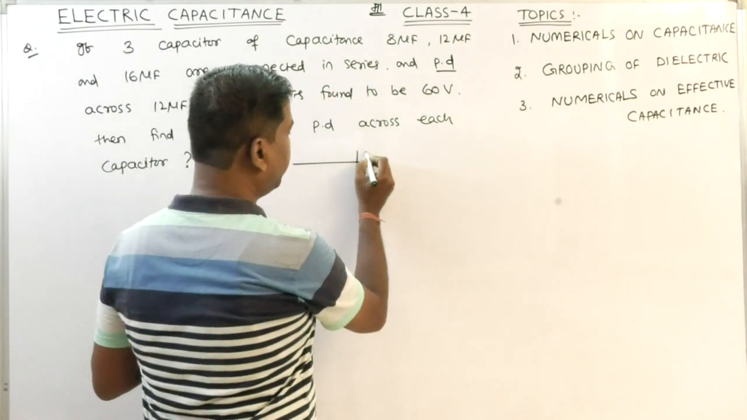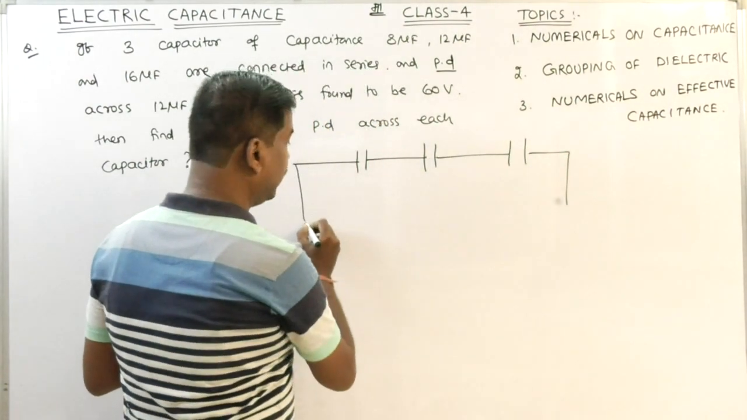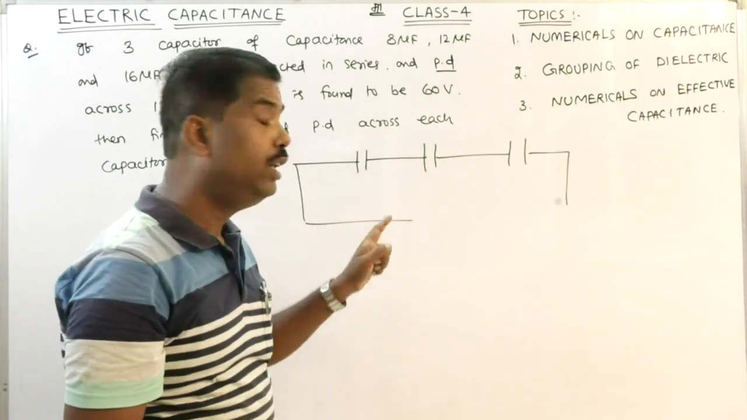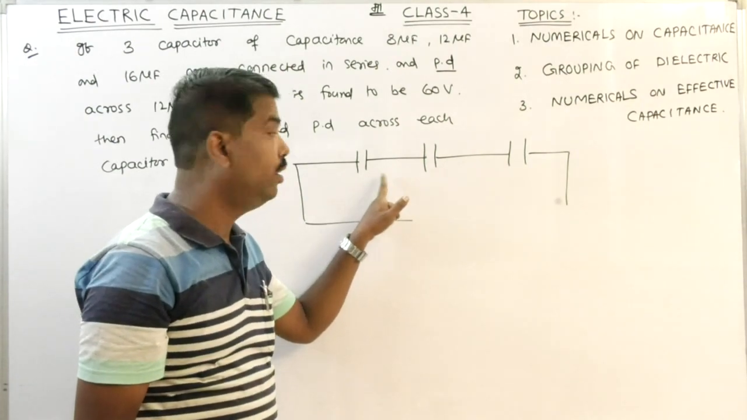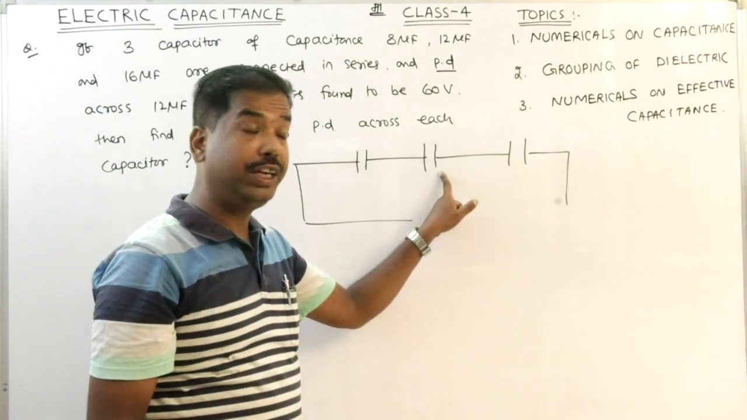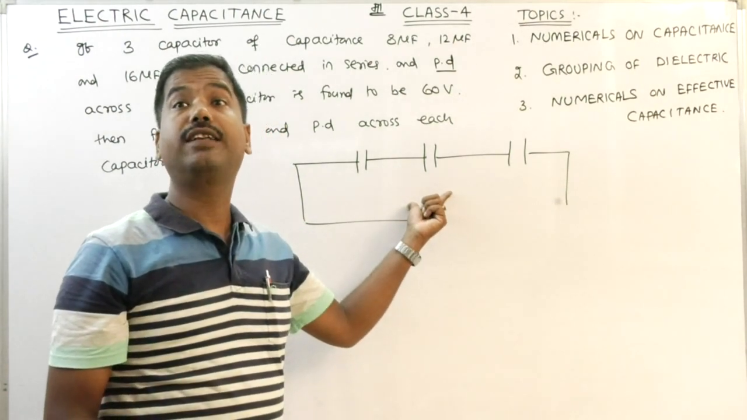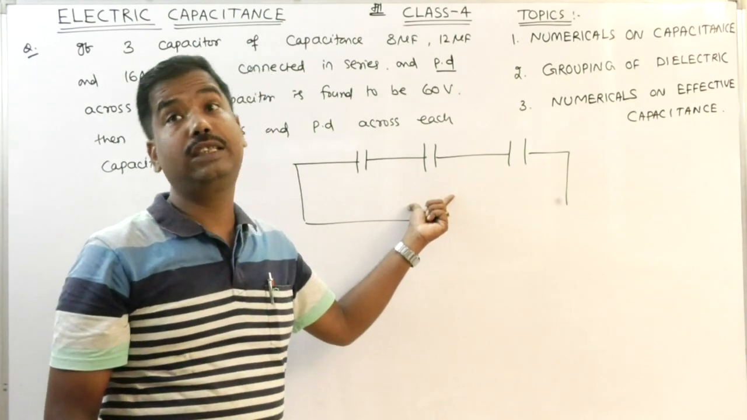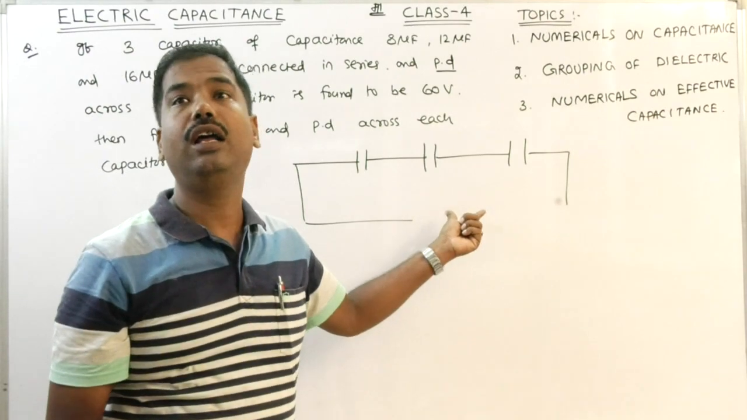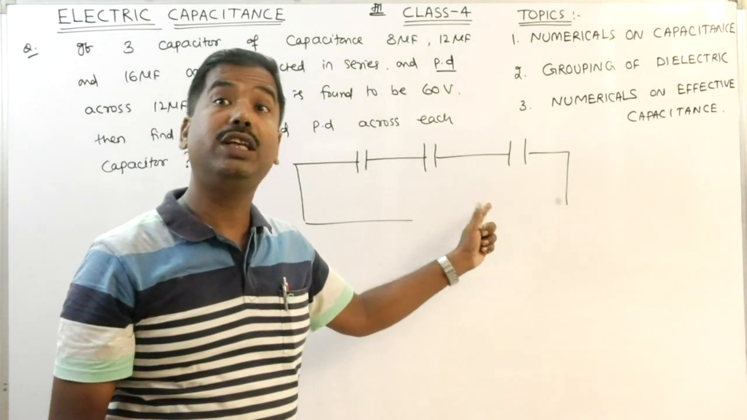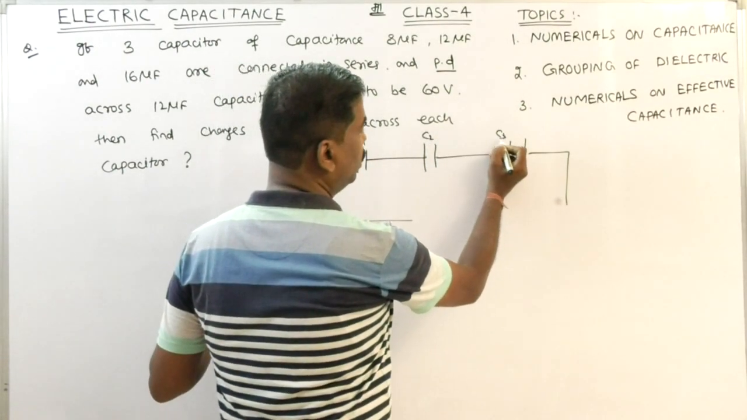It means 3 capacitors are connected in series. Capacitors are said to be in series if the positive plate of the second capacitor is connected to the negative plate of the first, and the negative plate of the second is connected to the positive plate of the next, and so on. Then the capacitors are said to be in series grouping. In series combination, the charge across each capacitor is constant, while the potential difference is different. Let these be the C1, C2 and C3 capacitors.